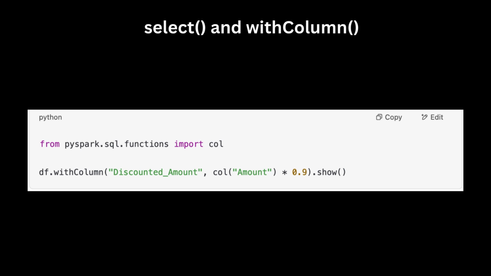To recap, use select when you want to pick specific columns and use withColumn when you want to add or change columns in your data. These two functions form the backbone of PySpark DataFrame manipulation, and we'll be using them a lot as we continue.